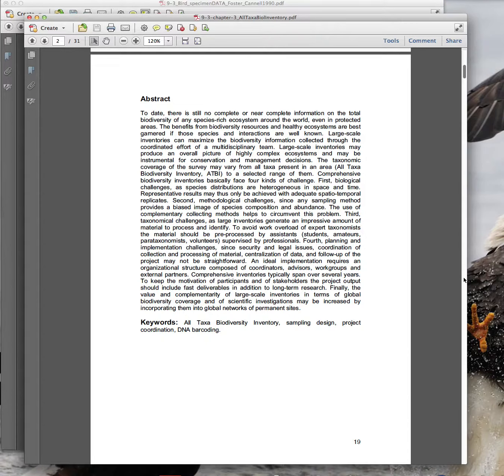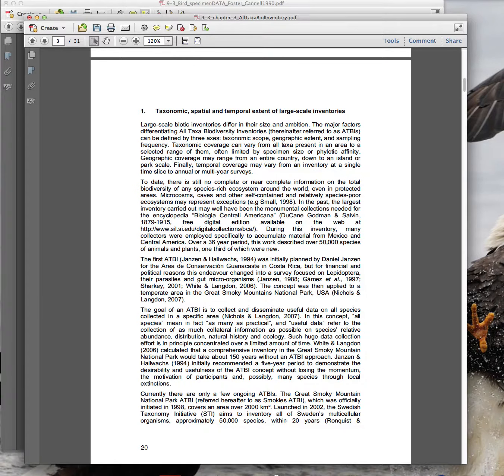Here's the abstract. Always start with the abstract, right? They're going to tell you that there are 4 kinds of challenges, first through fourth. They're setting up the document, so always look at that abstract before you move into your paper. Okay, I'm going to try to go through this quickly here. So starting off in the beginning, they're going to explain how ATBIs can be variable. Oh, here, the goal, right? I like you to know goals and missions and things like that.